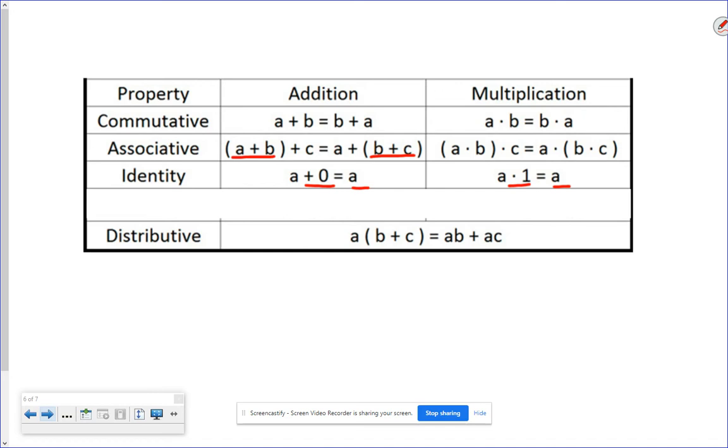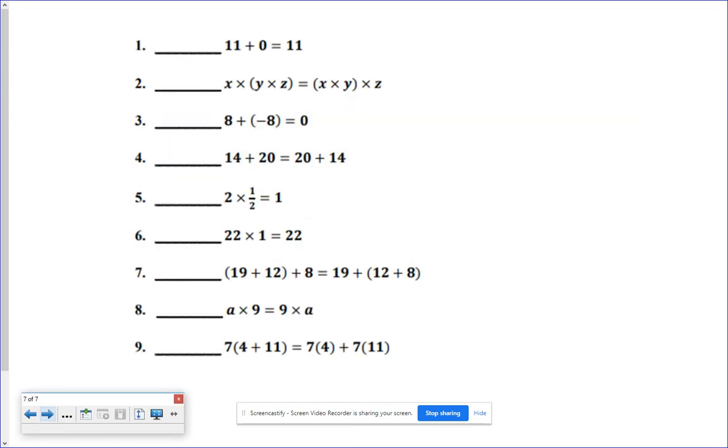Then the distributive property is probably the most challenging for people. Right? We distribute that A to the B to get AB. We distribute the A to the C to get AC. We're going to go through just a few examples on how you're going to see this in your homework.